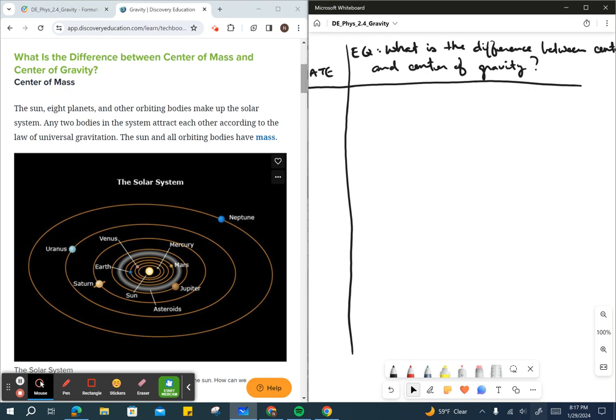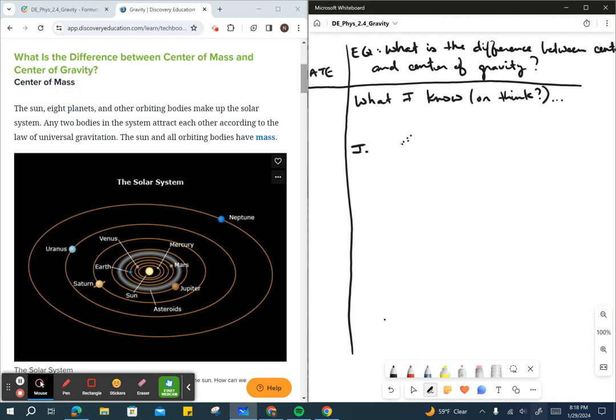So they could be the same. The center of mass and the center of gravity under certain conditions could be the same, but they also could be different. All right. Well, let's go ahead and write down what we know, okay? Take a moment, hit pause, write down what you know, write down what you think. All right, well, hopefully you did that.